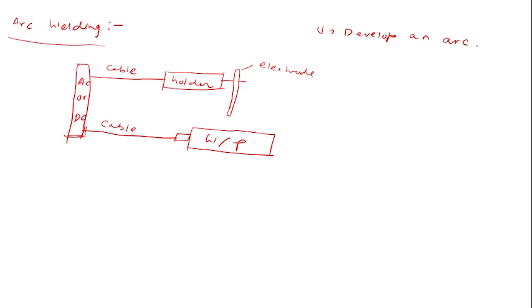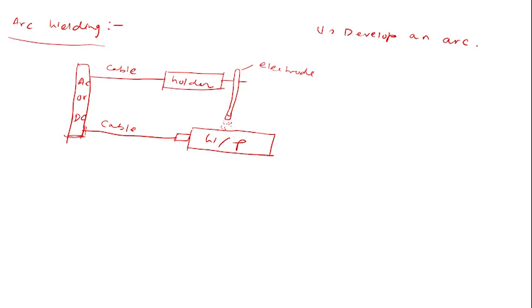So we will make a sufficient gap between electrode and workpiece. Suppose around 5 mm or less than that. And current is flowing throughout the circuit. So what happened? Due to the flow of current, the air particles which are present in between the electrode and the workpiece will become ionized.